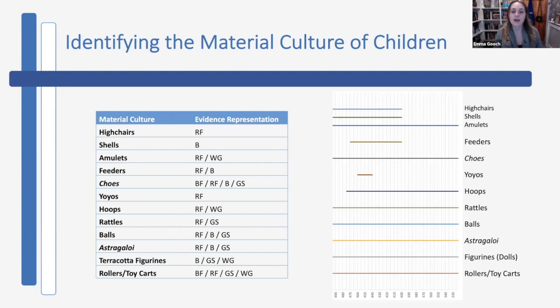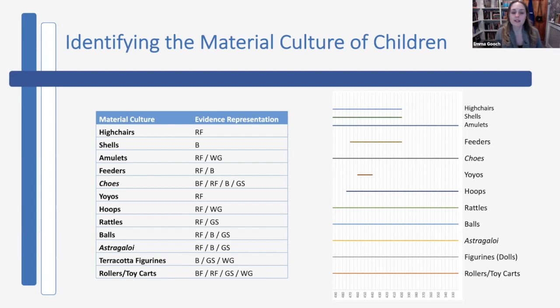Hoops were played with in red figure and white ground scenes, and rattles were used to entertain infants in red figure scenes and on grave stelae, as were balls, which were also buried with some children. Astragaloi, which were knuckle bones used for games including a version of the modern jacks, were shown with children in red figure scenes, on grave stelae, and buried in graves, often in copious amounts. Terracotta figurines, including anthropomorphic figures that I have already argued could be dolls and animals, were included in burials and interacted with in scenes on grave stelae and white ground vases. Children played with rollers or more elaborate toy carts in scenes on black and red figure and white ground painted pots and on grave stelae.